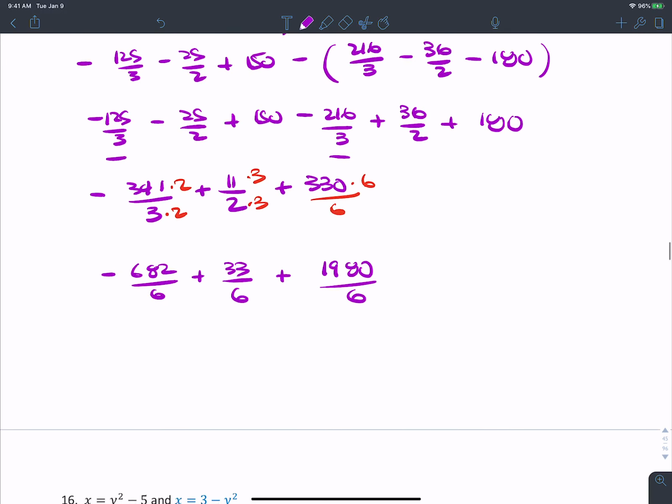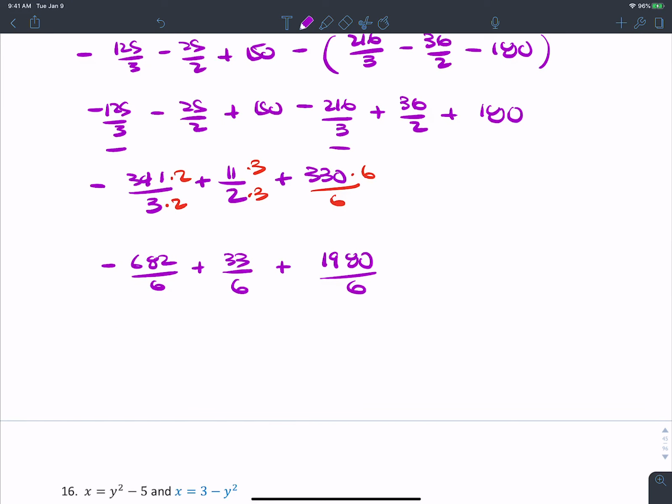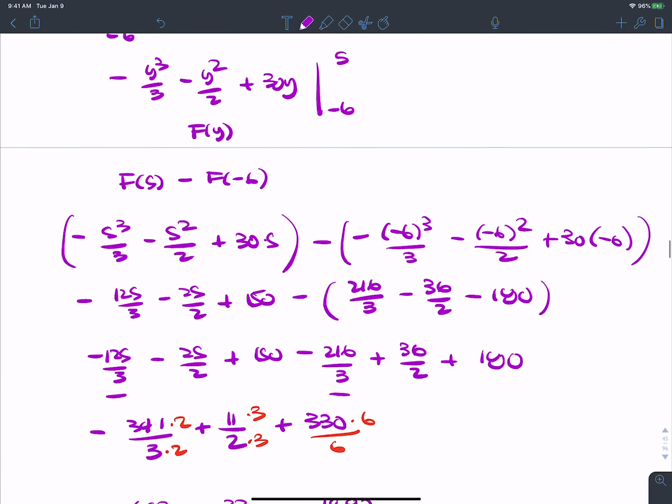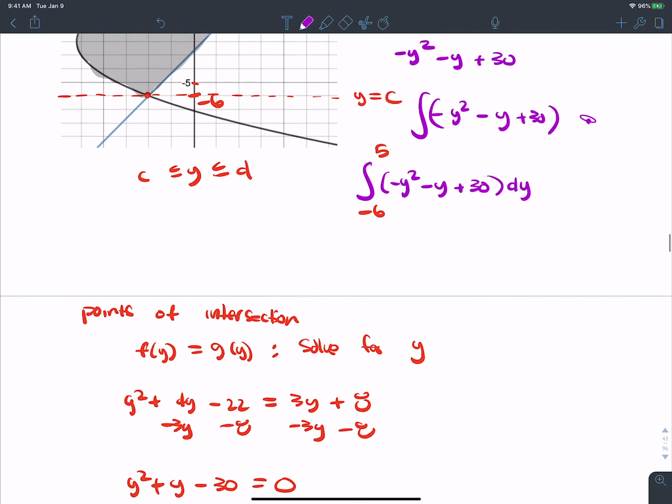Okay, what do you guys get here? 1980 plus 33 minus 682, okay, this is over 6. What do you guys get? 1331. What is it? 1,331. And I don't think that's divisible by 6, but okay. Now this is the area here, 1331 over 6.